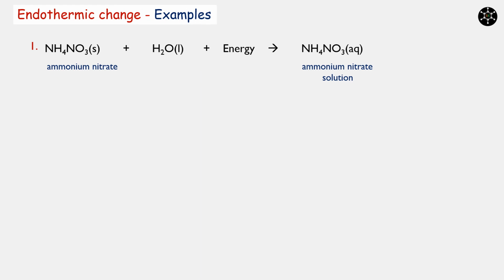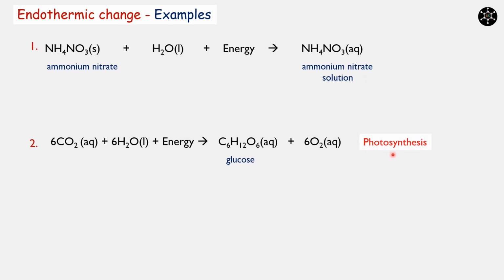Few more examples under endothermic change. First one is the dissolution of ammonium nitrate in water, giving ammonium nitrate solution. Just like the glucose solution, here also one can sense the cooling effect. Another example is reverse of respiration, that is photosynthesis. In this case, carbon dioxide and water absorbs energy to get converted into glucose and oxygen.